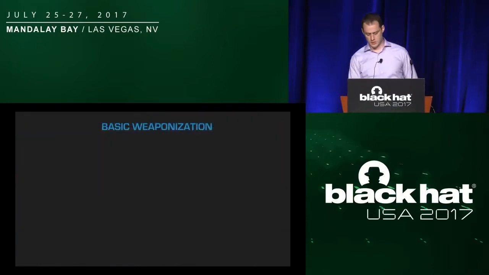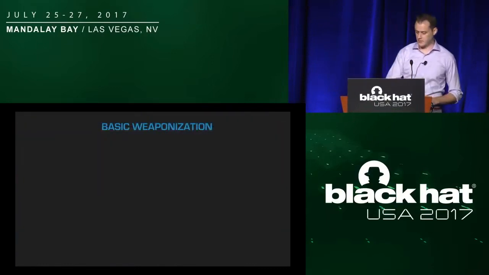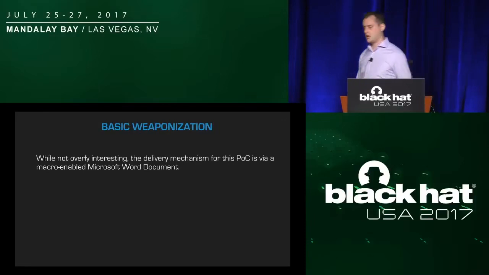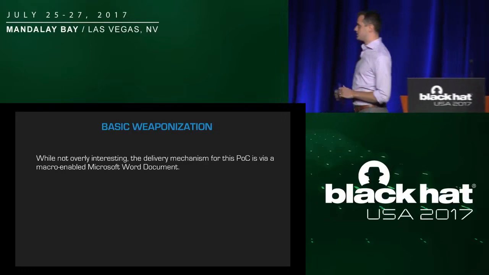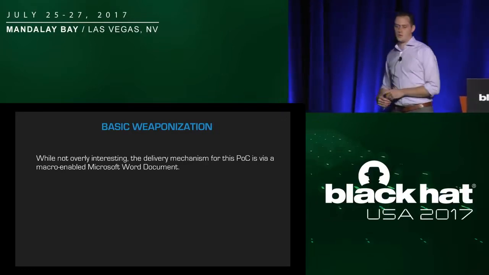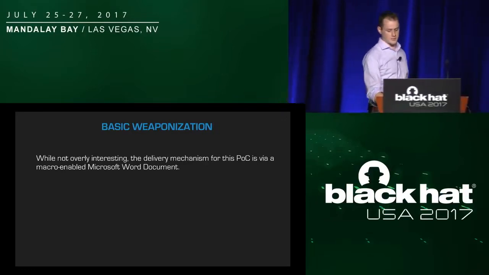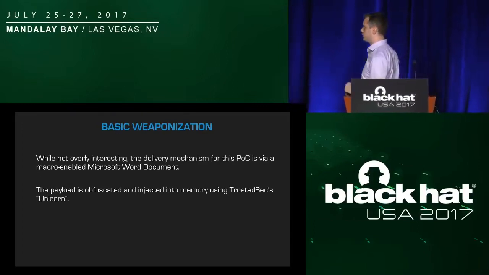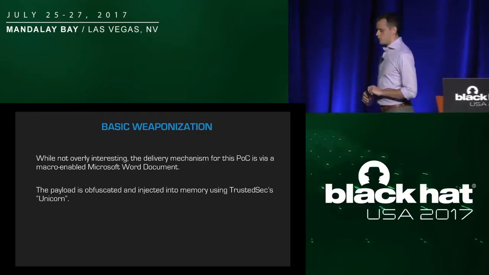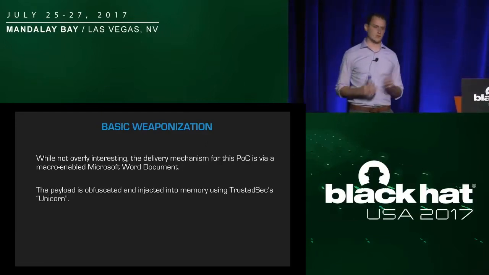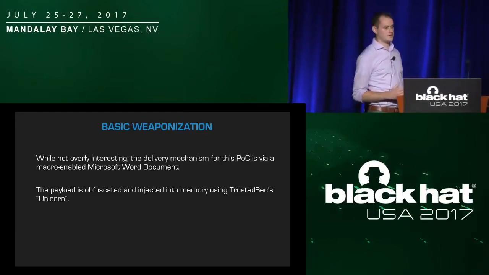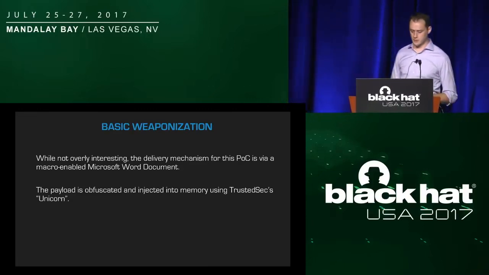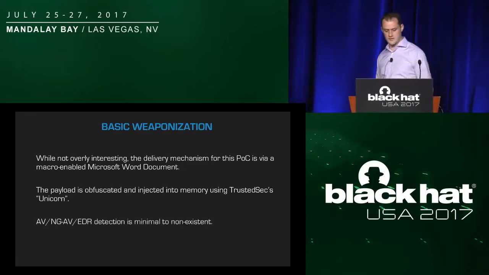Nice and simple. So for the purposes of the talk, obviously that's nice, but we need to look at weaponizing it a little bit. So we've gone with something simple again, and just gone with a macro-enabled Word document, doing this just using Unicorn. It's one of my favorite tools, written by TrustedSec. It's probably the easiest way to take some raw PowerShell that you've developed and instantly convert it into something you can paste into VB Editor and use as a macro. It's very simple, and we'll show you how to do that.